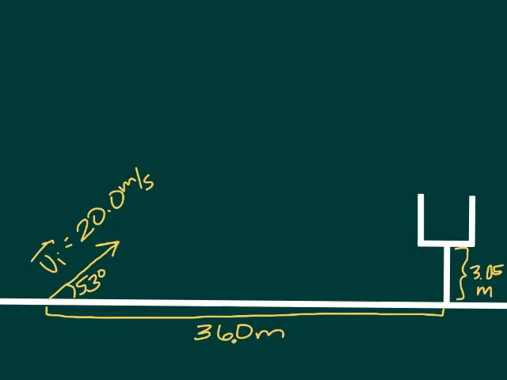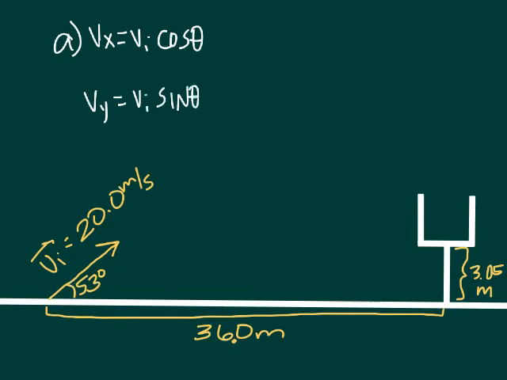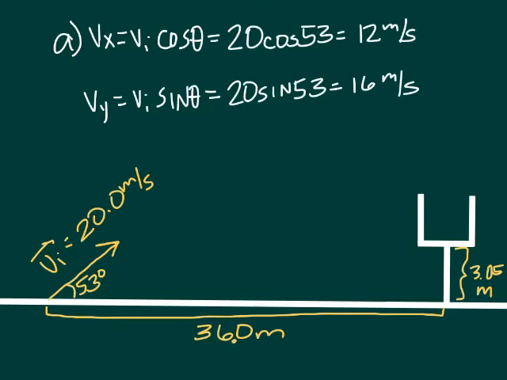So first we are asked to find the vertical and horizontal components of the ball's initial velocity. So I'm going to go ahead and do that at the top of the screen. And you should come up with values of 12 meters per second for the horizontal part of the initial velocity and 16 meters per second for the vertical component of the initial velocity. So part A is done. Let's move on to part B.